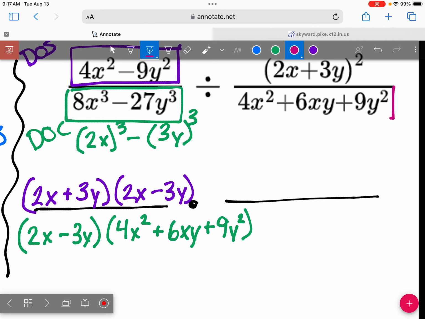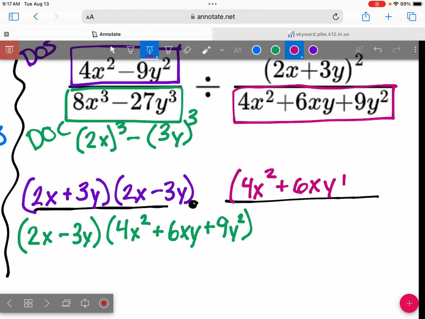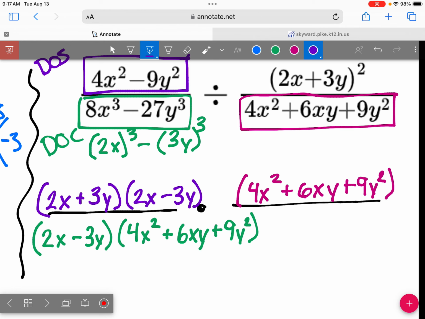So I'm going to take my denominator from my right-hand piece and put it on the top. We've got our 4x squared plus 6xy plus 9y squared. That sure feels familiar. Nope, don't do that. Don't cross multiply. I was going to say, you're right on the edge of it.